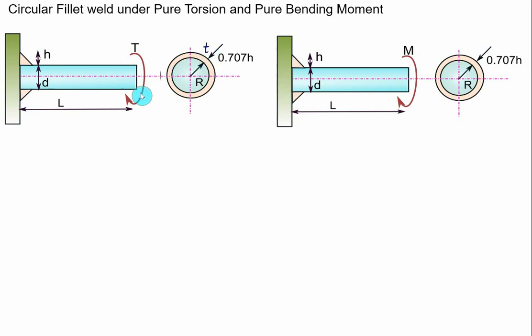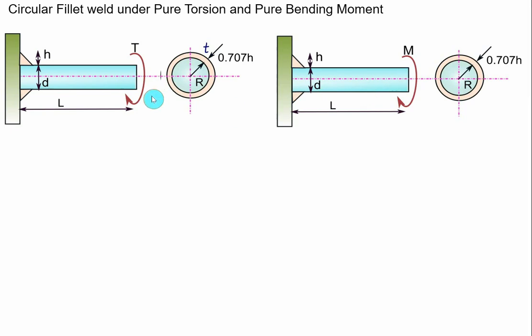The given circular pipe can be subjected to torsion or to pure bending moment. So either we can consider a case of pure torsion or a case of pure bending moment, or it can be subjected to a transverse vertical load acting on the tip of the pipe, which will act as a cantilever with the load at the free end. But that case we'll discuss later on.